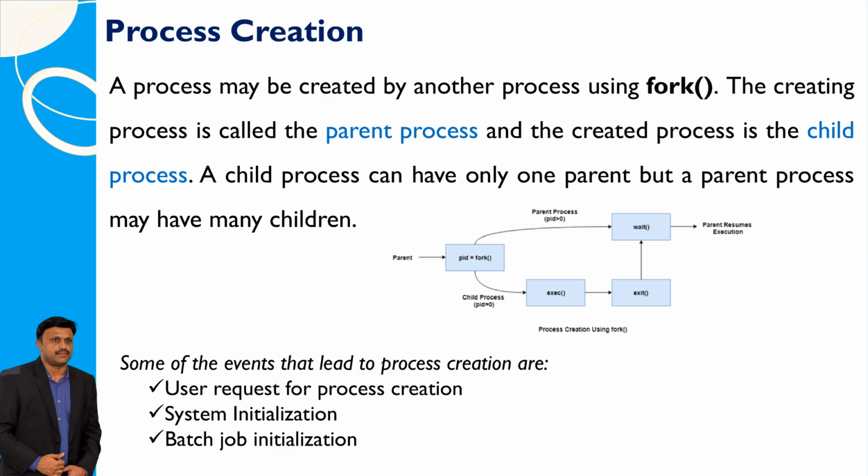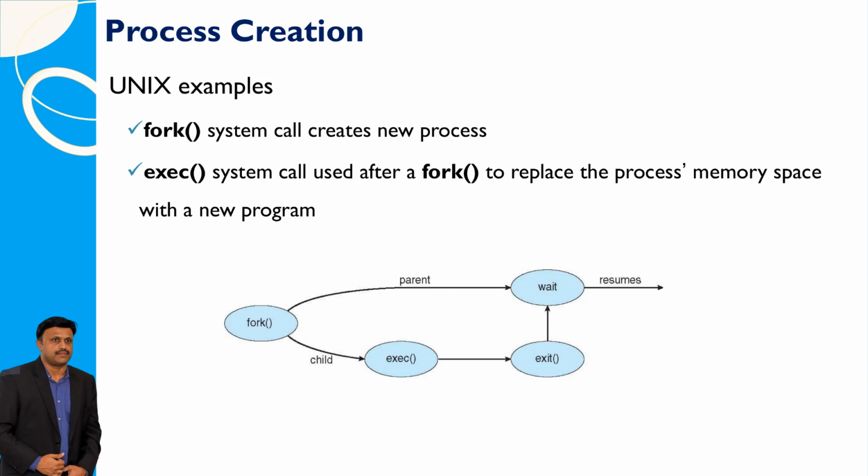Process creation in Unix-like systems involves the use of the fork function where a parent process generates a child process. Each child process has only one parent, while a parent process can have multiple children. Various events, such as user requests, system initialization, and batch job initialization, trigger the creation of processes. Process creation in Unix involves two key system calls, fork and exec. The fork system call generates a new process, essentially creating a copy of the current process.